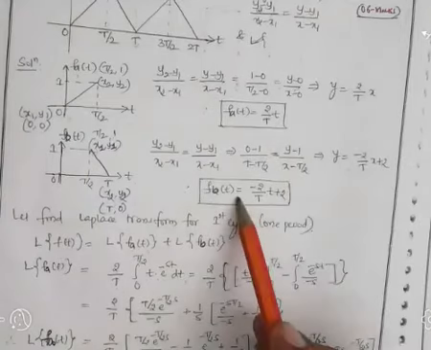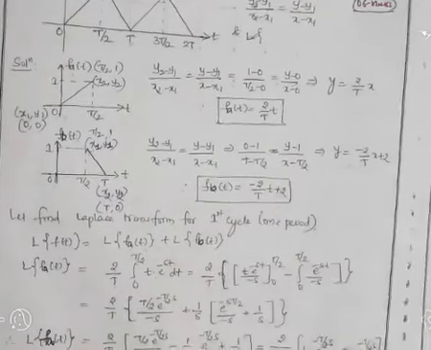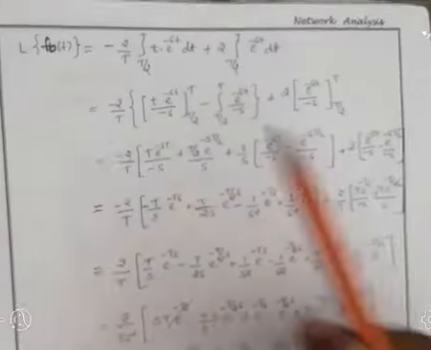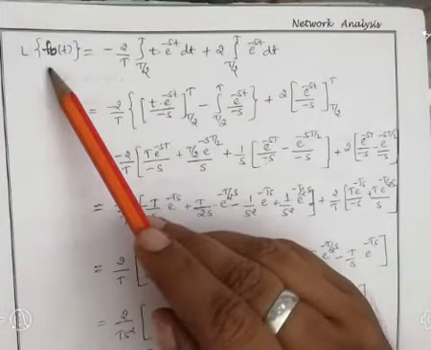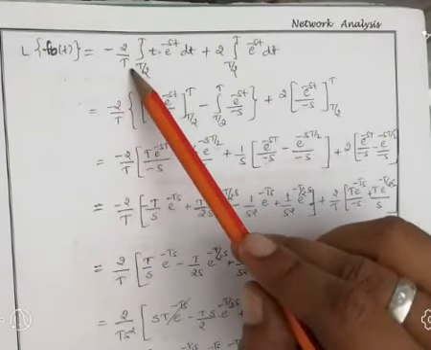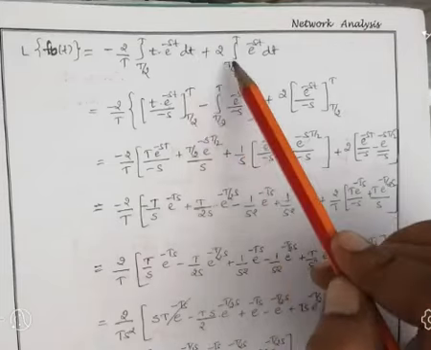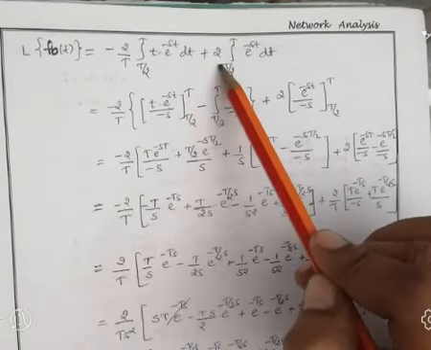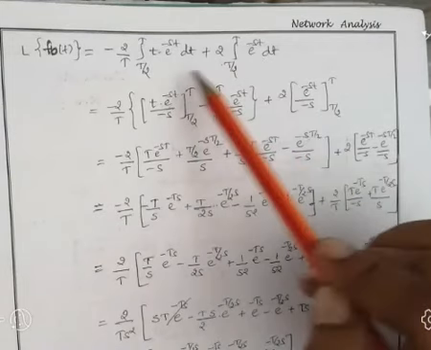Fb of t equal to minus 2 by T into t plus 2. Apply the Laplace transform of this one. Now the Laplace transform of the second part of the first cycle, that is fb of t. Laplace transform of fb of t equal to minus 2 by T, constant, take it outside, t into e to the power minus st. Second part is what? That is 2, that is constant, take it outside. 2 into e to the power minus st dt. Limits are T by 2 to T.